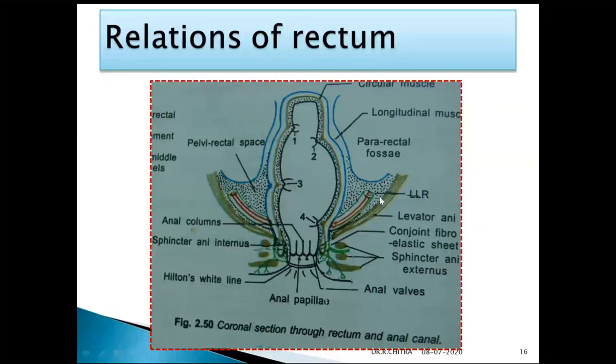So the upper one-third lateral relations are related to the pararectal fossae. So this is the pararectal fossa, and the sigmoid colon will be present here. Next, the middle one-third is related to the pelvirectal space, and the lower one-third will be related to the upper part of the ischiorectal fossa.